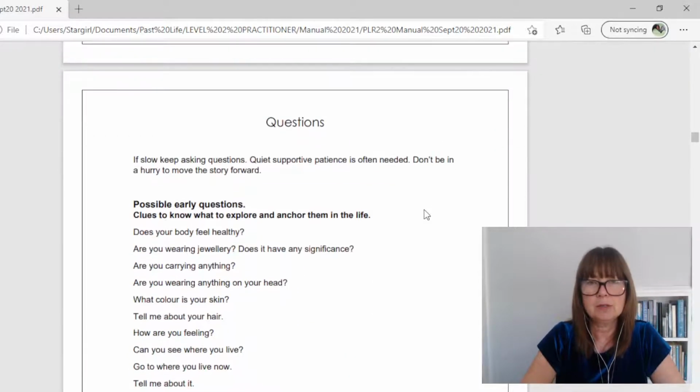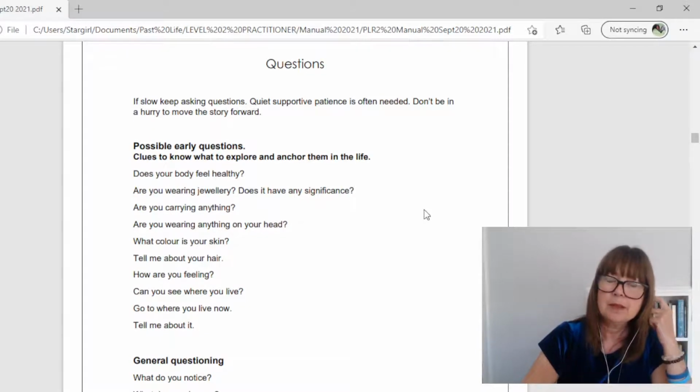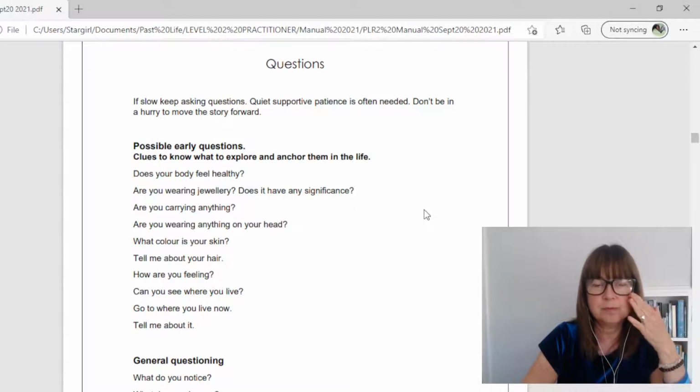So here are some questions, some new questions maybe for you. If they're slow, just keep asking questions. Quiet, supportive patience is often needed. Don't be in a hurry to move the story forward. So, some possible early questions, clues to what to explore and anchor them in the life.